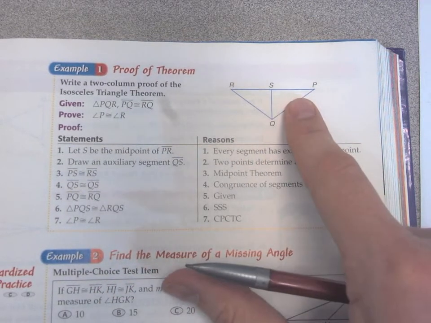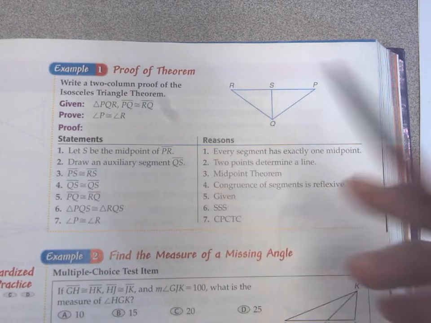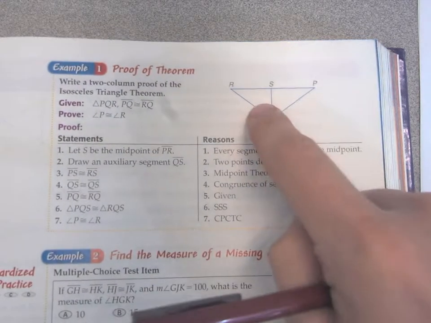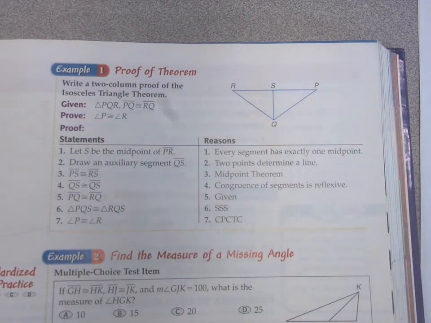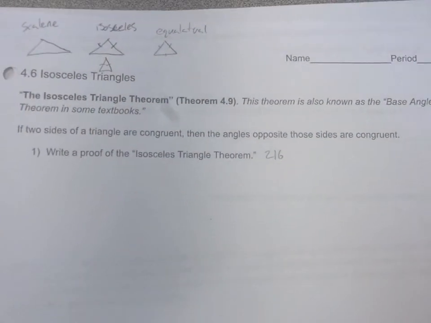And if the triangles are congruent, then the angles, P and R, have to be congruent to each other as well. Okay, that's by CPCTC. Remember, if two triangles are congruent, then all their corresponding parts are congruent as well. So that's the first proof here. You're going to write that out here, okay, the proof of the isosceles triangle theorem.